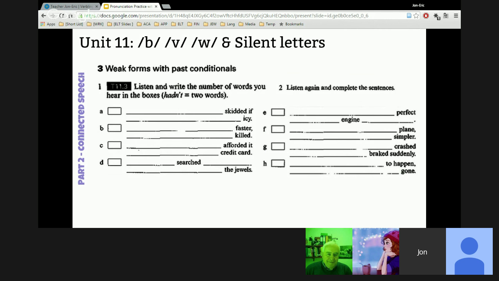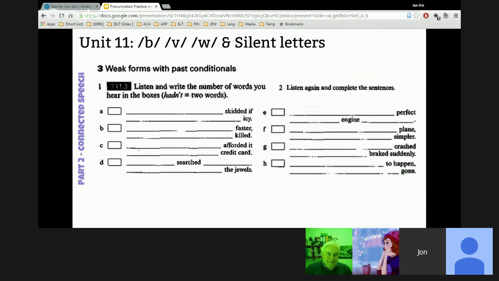And then here's the second part. If the road hadn't been so icy. That's it. So that's what I mean by a weak form, because it's hard to hear the letters. It's hard to hear the vowels. Might not have. You listen to how it sounds like one word. Might not have.